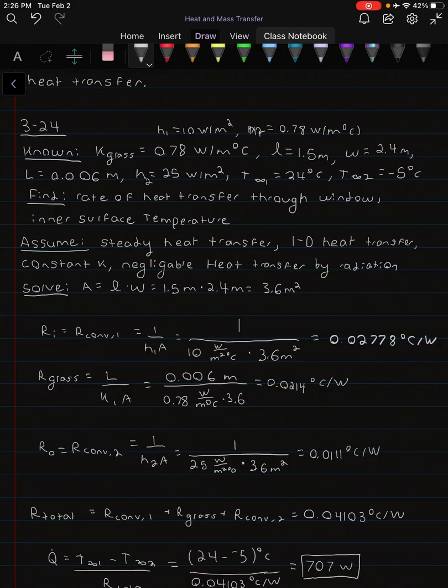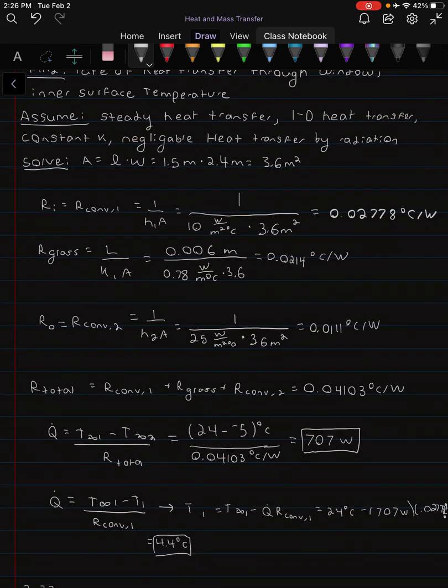For problem 3-24, there are givens: your thermal conductivity and your h values. You want to find the rate of heat transfer through the window and the inner surface temperature. You can assume steady state, one-dimensional heat transfer, constant k, and negligible radiation.